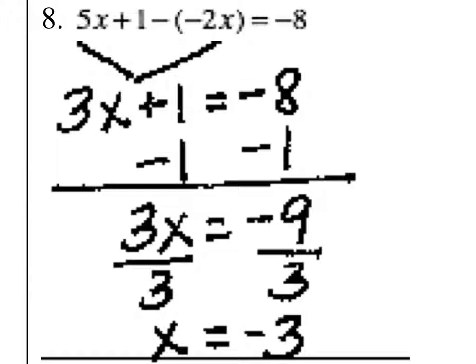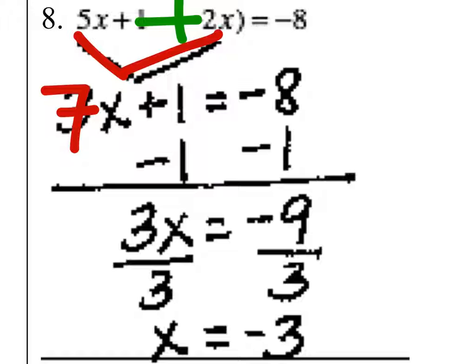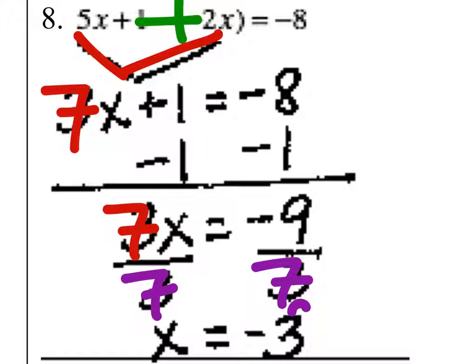Alright, on number 8, on these types we just kind of forget how to simplify expressions, kind of like the last one. That's minus a negative right there, so we're just going to make that a plus. Now when we combine the 5x and the 2x, we get a 7x. So the rest of this is good, except this is a 7. We would divide both sides by 7, and the answer would be negative 9/7. There we go, negative 9/7.